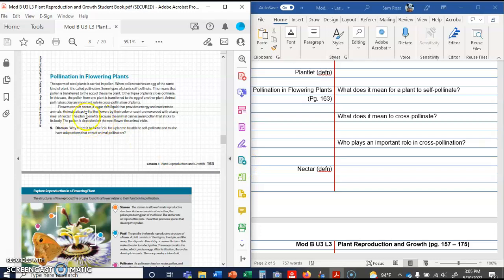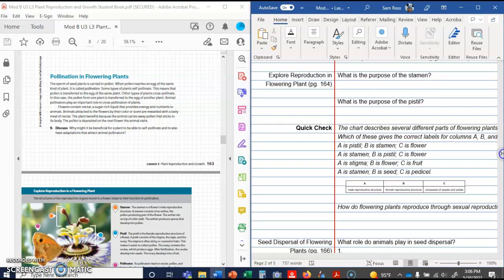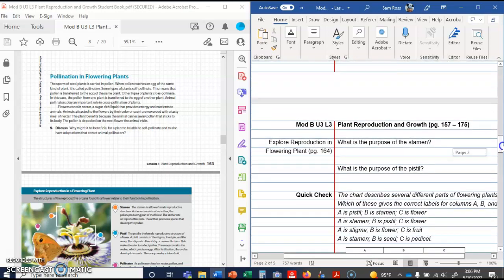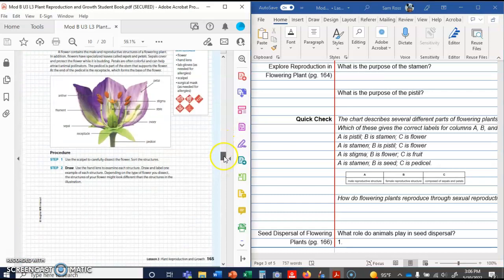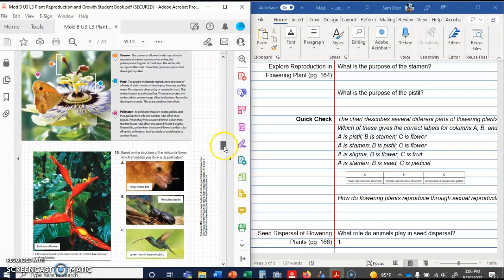And then we have the definition of nectar. Flowers contain nectar, which is a sugar-rich liquid that provides energy and nutrients to animals. Let's go to the next page. So we just did nectar, so we need to go to page 164. We're on 163 here. Okay, here we go.